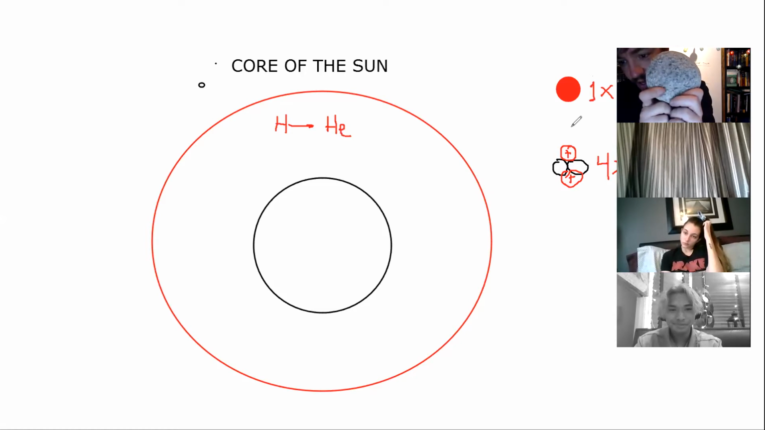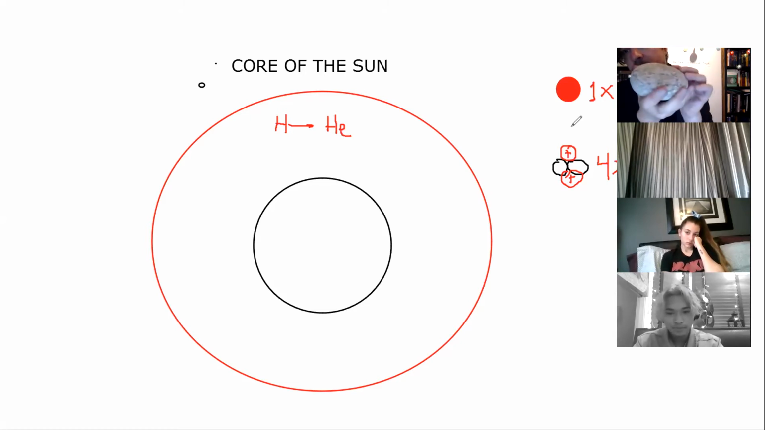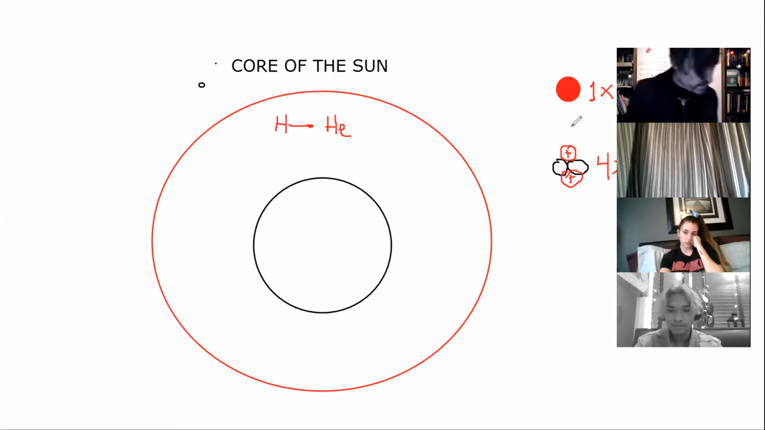A stone has 3 times the density of water. Water has a density of 1 gram per cubic centimeter. A stone has a density of 3 grams per cubic centimeter. What would happen if I dropped this stone into a pool of water? It sinks to the bottom, because it's 3 times denser.